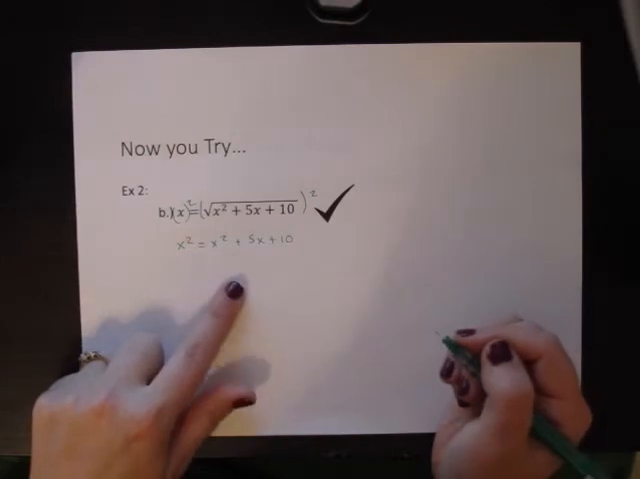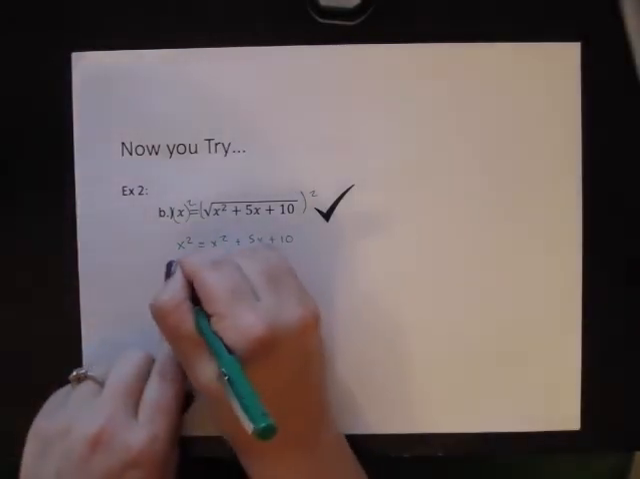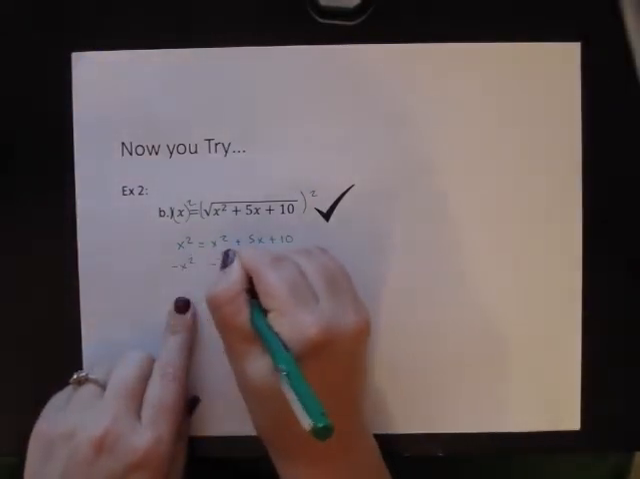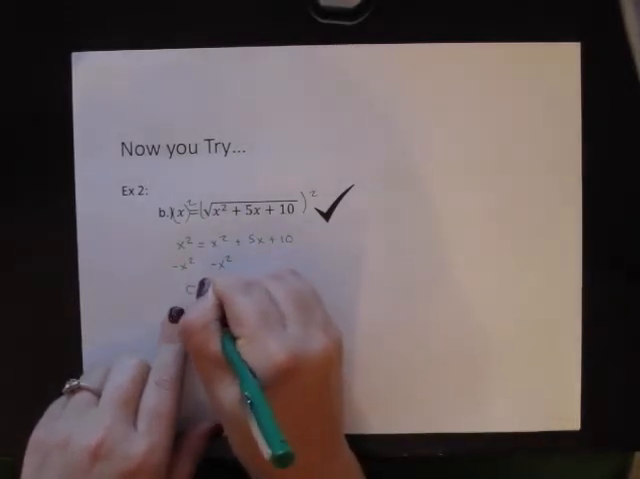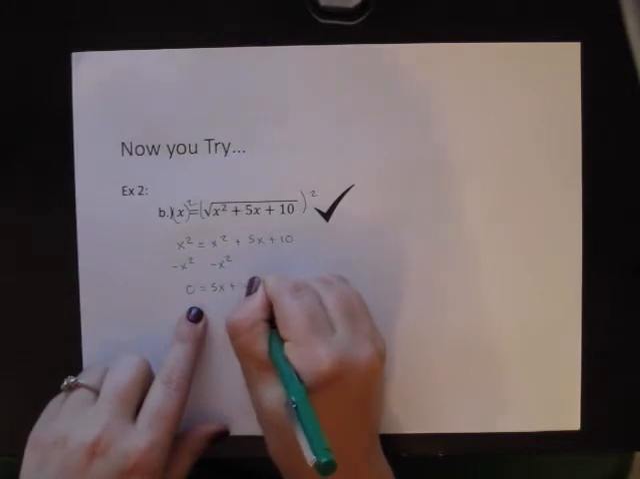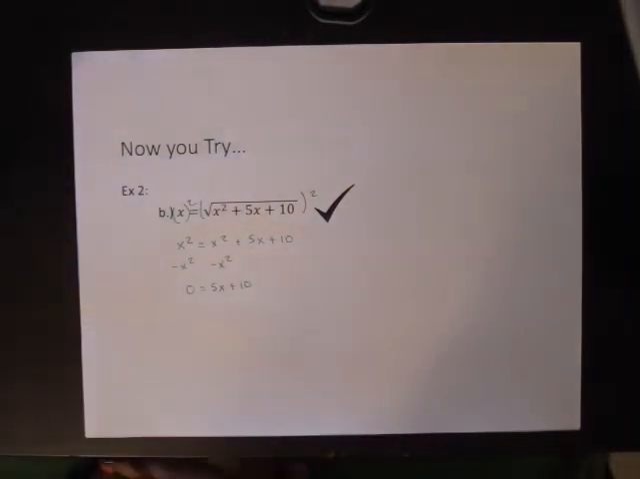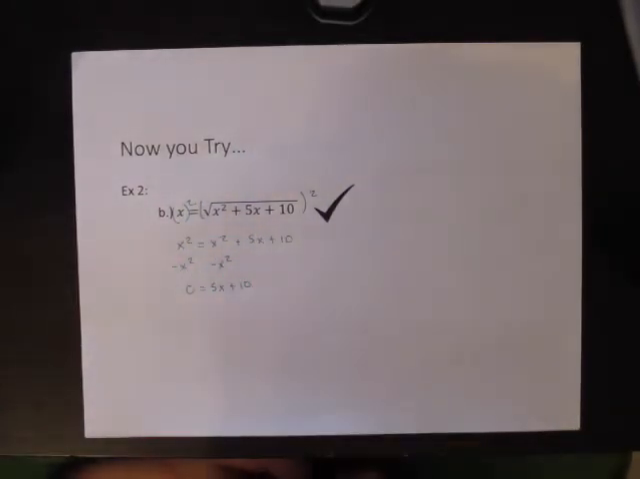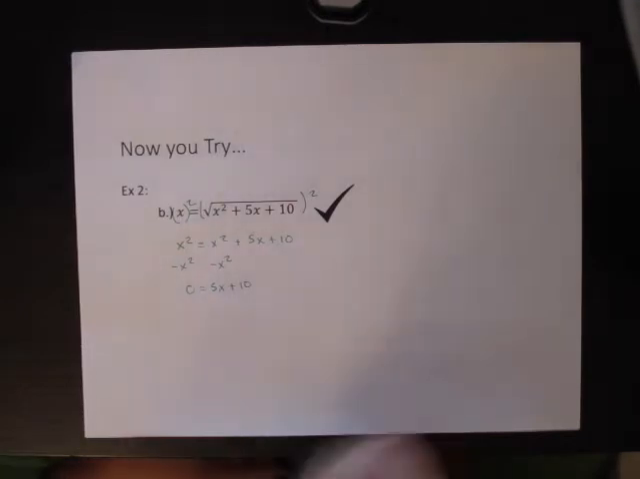Alright, now I've got an x squared on both sides, so I'm going to subtract x squared on both sides, so I'm going to be left with 0 equals 5x plus 10. So even though it looked like it was going to be a quadratic equation, it ended up being linear because you get to subtract it on both sides, and once you do that, it cancels out. So now from here I want you to solve it.